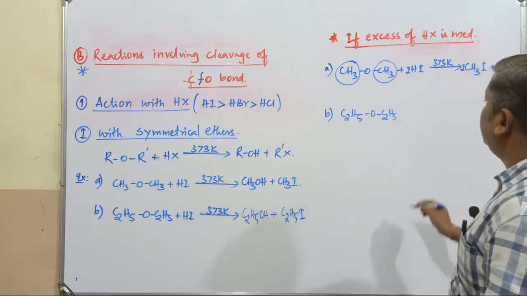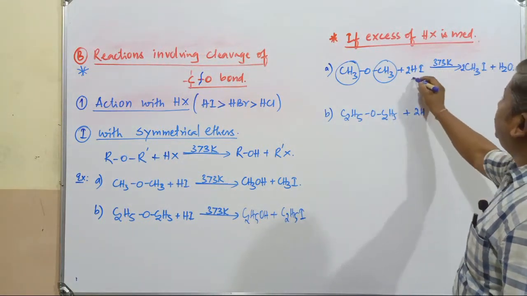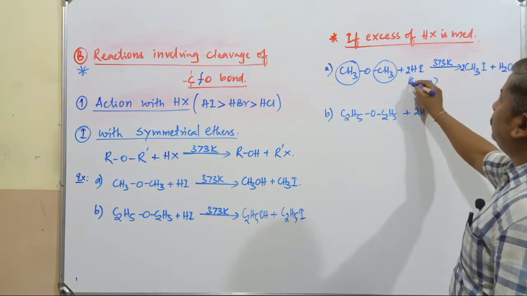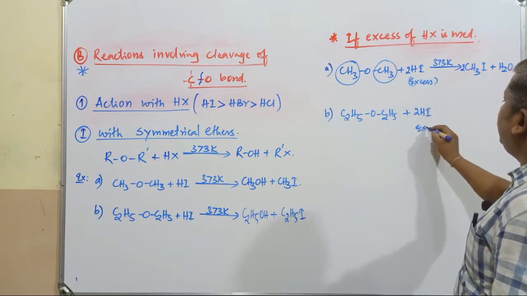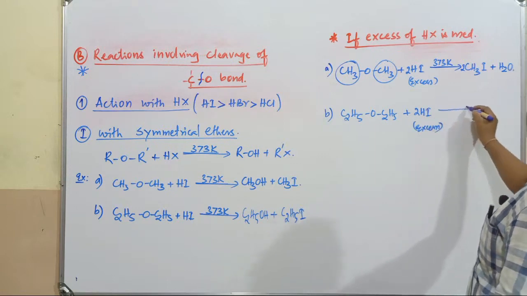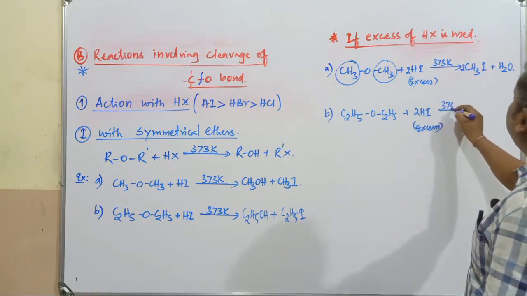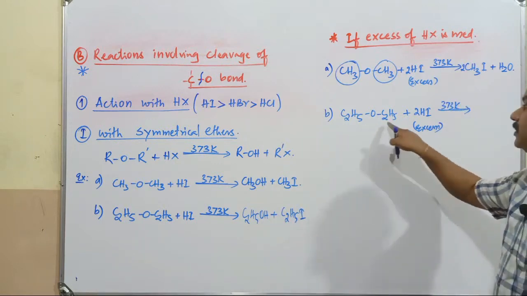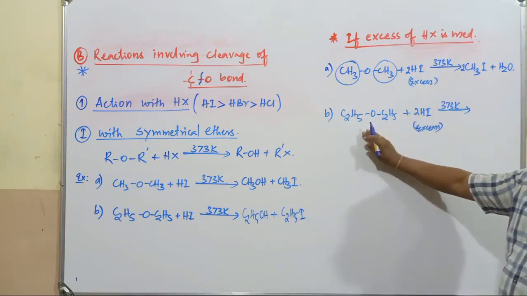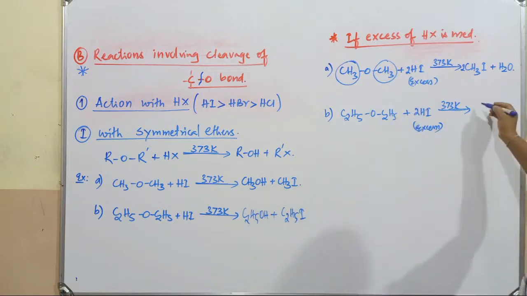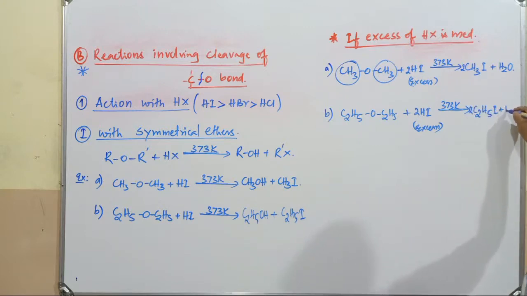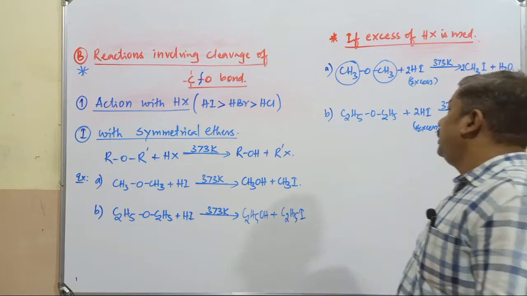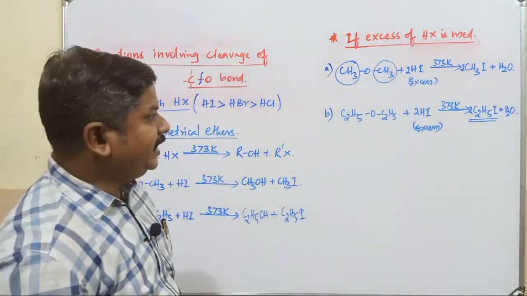C2H5OC2H5 plus 2HI, with excess hydrogen iodide, at 373 Kelvin. What's the product obtained here? Both alkyl groups combine with iodine. First formation of alcohol takes place, and further it gets converted into iodide. It is 2 moles of C2H5I plus H2O. What's the name of this compound? Iodoethane.